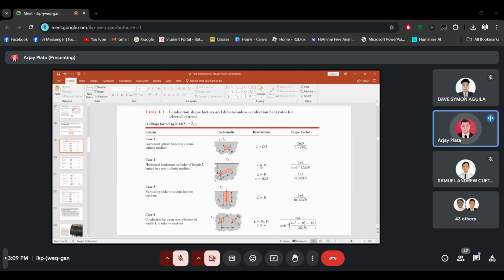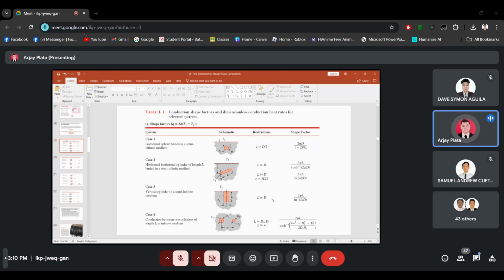If L is greater than D, but Z is greater than 3D over 2, you have to calculate for this one. You have to establish first the considerations or restrictions before using the shape factor, because some shape factors have two formulas. Case 3 is a vertical cylinder in a semi-infinite medium. We have the length and the diameter, so we have 2 pi L over 4 pi LD. That's the shape factor or multiplier.